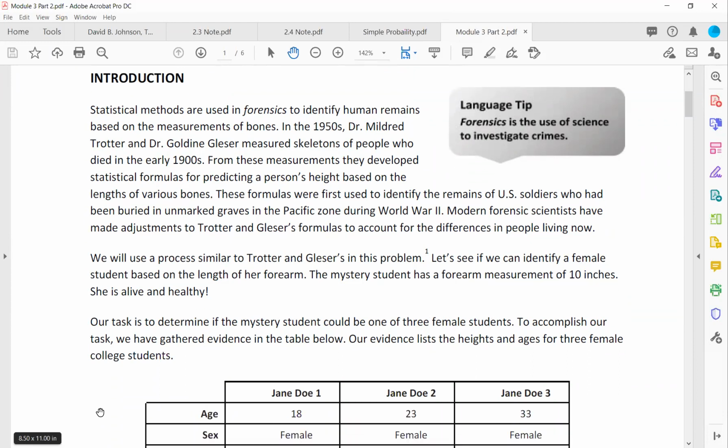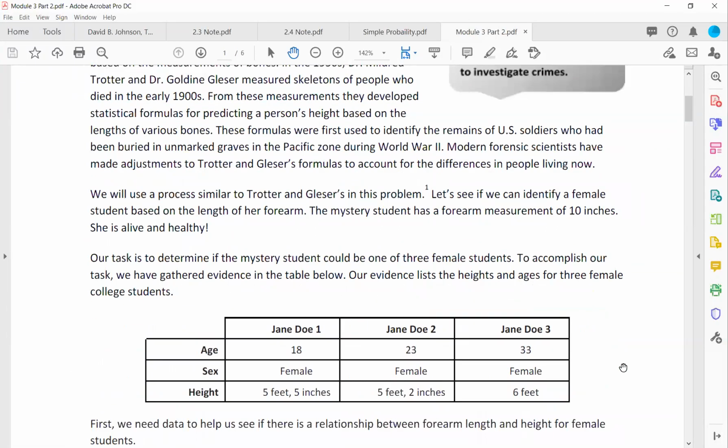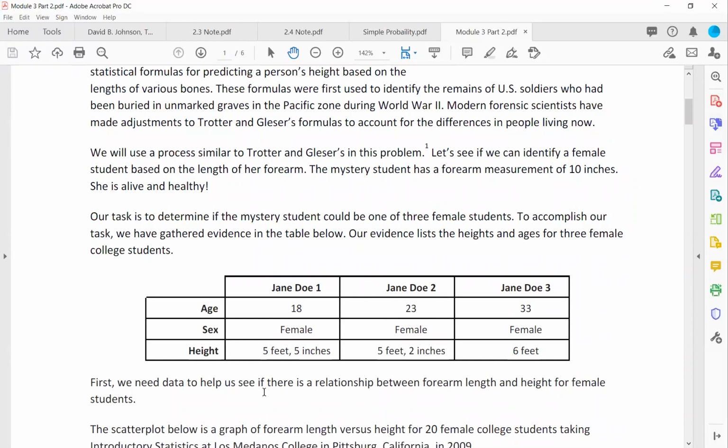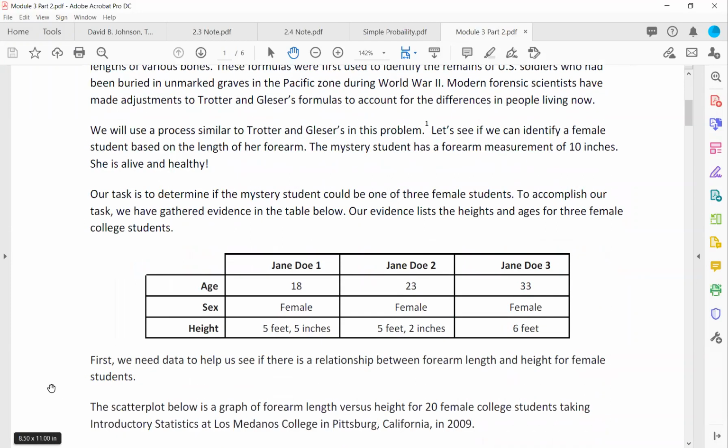Our evidence lists the heights and ages for 3 female college students. So for the first student, the age is 18, female, 5 feet and 5 inches. That's the height. For the second student, the age is 23, female, 5 feet 2 inches. And for the last one, the age is 33, female, and 6 feet. First, we need data to help us see if there is a relationship between forearm length and height for female students.